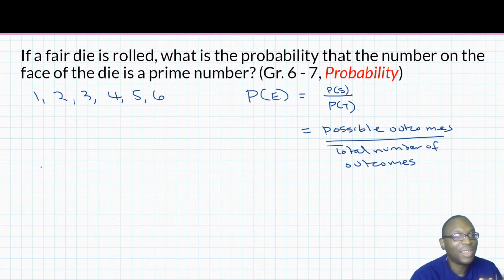All right, so to understand this, we need to know what a prime number is. What is a prime number, you may ask? A prime number is a number that has only 2 factors, 1 and itself. And because of that, 1 cannot be a prime number. It has only 1 factor.